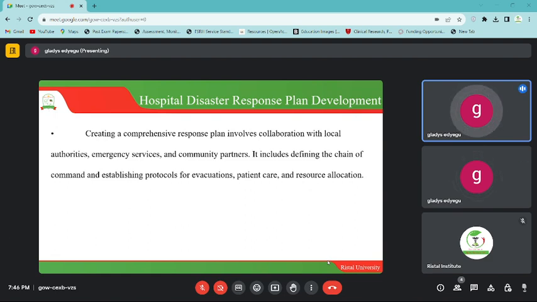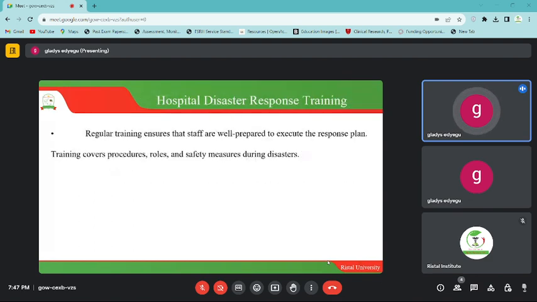So patient care is also very key. It has to be put in the disaster response plan. When you're making it, you have to include that, and also the resource allocation. How are you going to allocate your resources? But first of all, you need to know what kind of resources you need in case any disaster occurs, what type of resources you need, and how you are going to acquire those resources. Then you can allocate the resources depending on how much you have and what kind of disaster you assessed during your risk assessment.